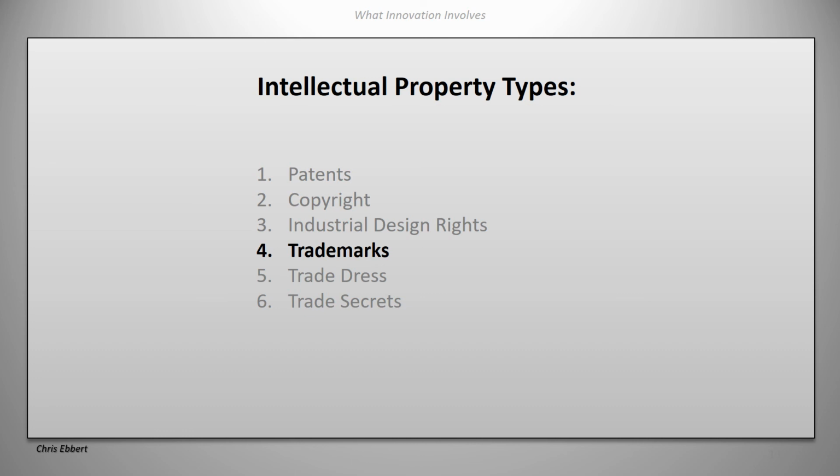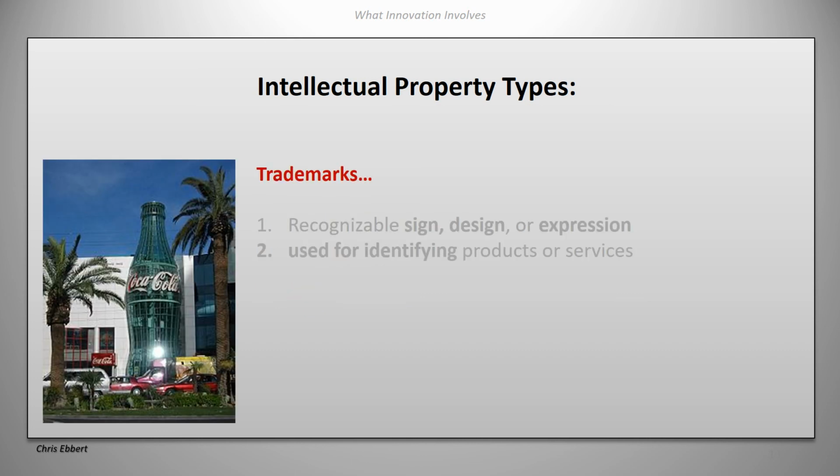The trademark is another thing that everybody knows in intellectual property. It is defined as a recognizable sign, design, or expression. We all know the Coca-Cola bottle and the Coca-Cola writing is used specifically to identify those products. So Coca-Cola owns the trademark on this shape of bottle and on that type of writing, and that is their trademark.